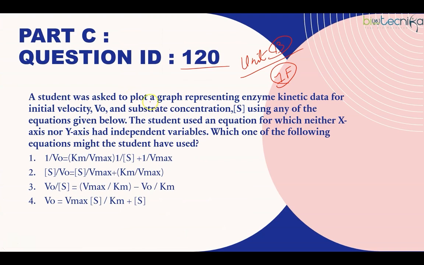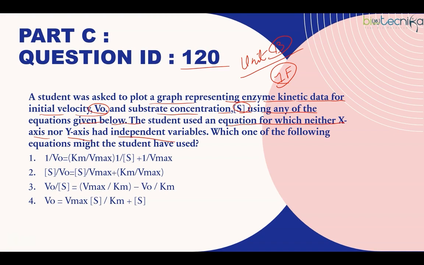So what is this question 120? A student was asked to plot a graph representing enzyme kinetic data for initial velocity V0 and substrate concentration S using any of the equations below. Means they have to make some kinetic graph with V0 and S, some forms of V0 and S. Now the student used an equation for which neither X nor Y had independent variables. It means that both X and Y had dependent variables.